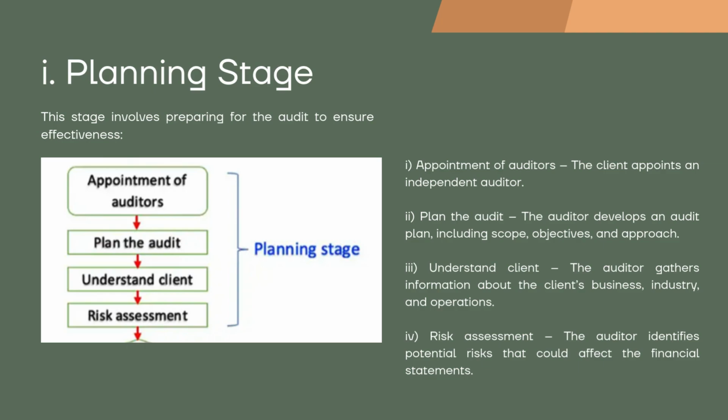The client appoints an independent auditor, and the next one is plan the audit. The auditor develops an audit plan including scope, objectives, and approach. And the next one is understand the client. The auditor gathers information about the client's business, industry, and operations. And the last one of planning stage will be risk assessment. The auditor identifies potential risks that could affect the financial statements.